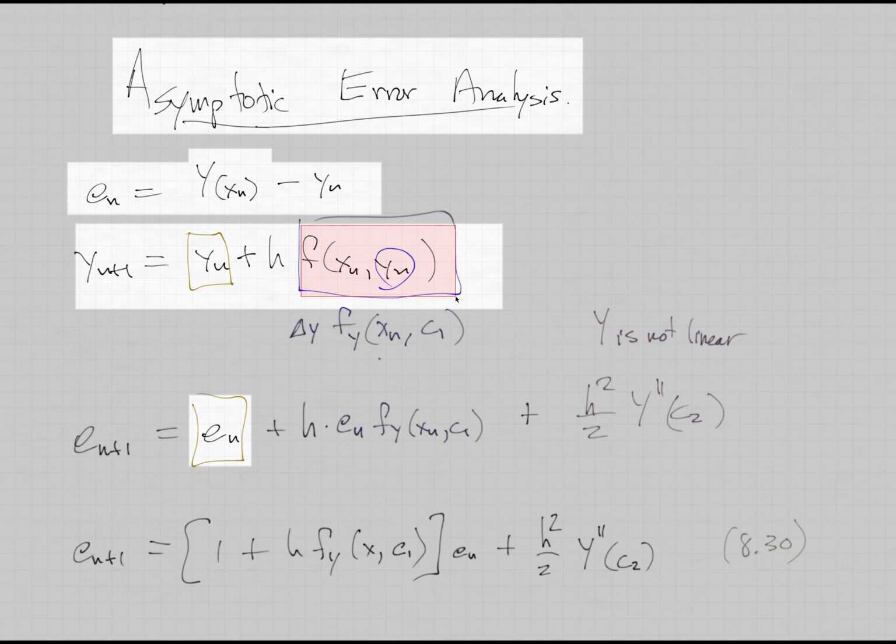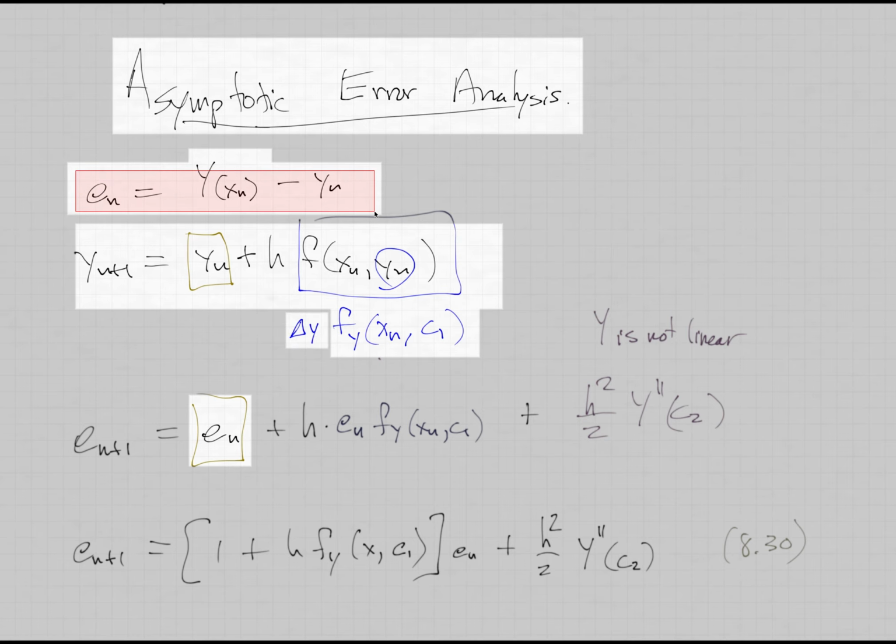In addition, because we're using the wrong value of yn, we're getting the wrong value of f of x and y, right? And the difference is pretty close to whatever the change in y is, times the y derivative of f, evaluated at some point. Again, here we're using a version of the mean value theorem. We can say that the actual error in the value of y is equal to delta y times fy evaluated at some point c1. And of course, delta y here is exactly en, right?